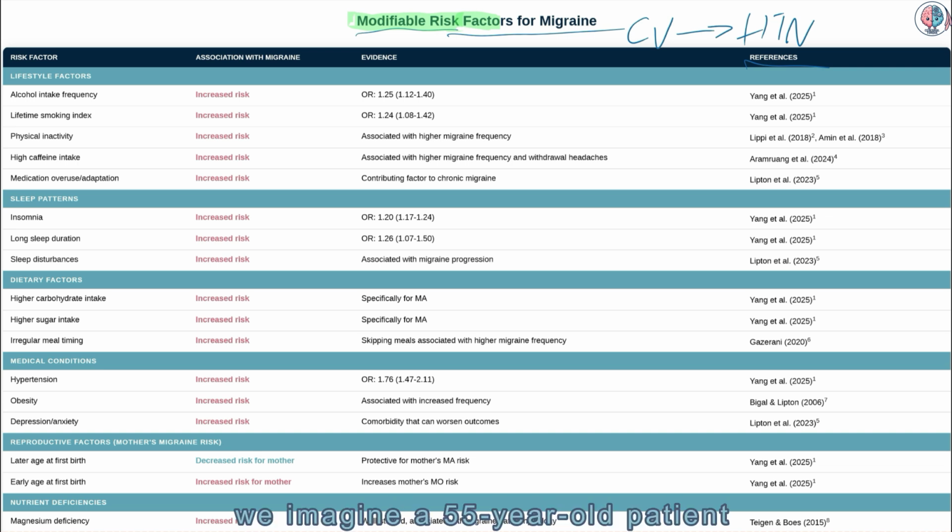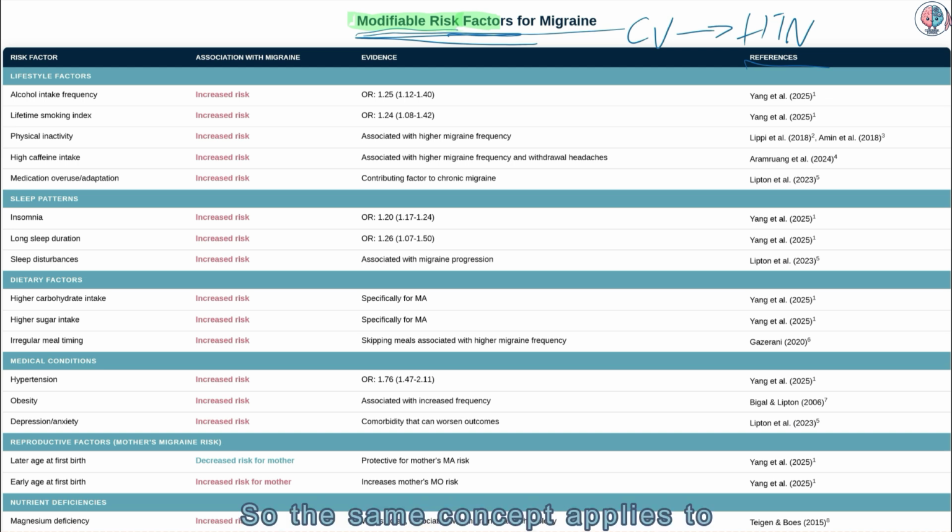If, for example, we imagine a 55-year-old patient with high blood pressure who quits smoking and begins walking 30 minutes daily, they're lowering their 10-year cardiovascular risk from, let's say, 20% to 10%. So they're cutting the risk in half by 50% just by focusing on these modifiable risk factors. Of course, there are risk factors that aren't modifiable as well. For example, it's a 55-year-old patient. You can't change your age.